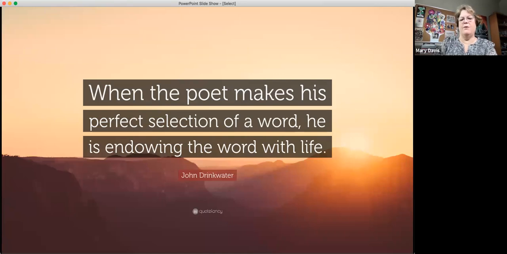So read this statement quietly while I read it aloud to you. When the poet makes his perfect selection of a word, he is endowing the word with life. In this sense, you're the poet. And what you are trying to endow with life is the student work, the student understanding of the student work. And so keep this in mind as we work through today, and think about how you select the student work is really kind of like selecting the words in a beautiful poem.